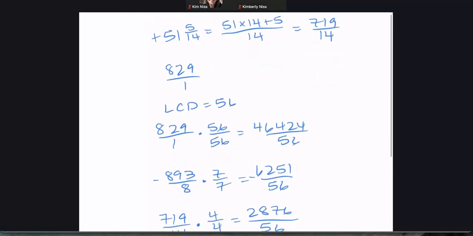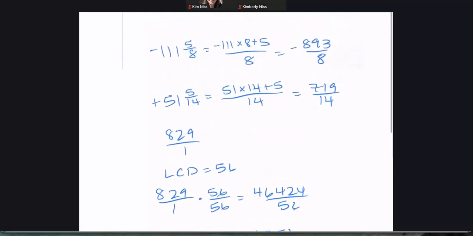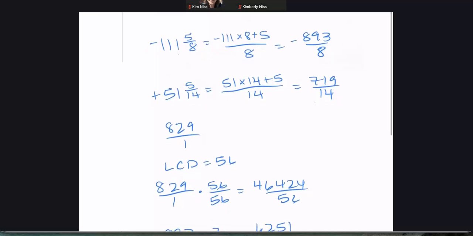And now we're going to combine everything. For some reason.